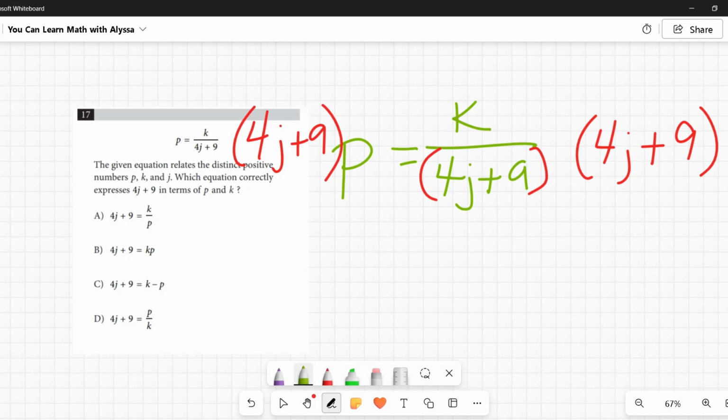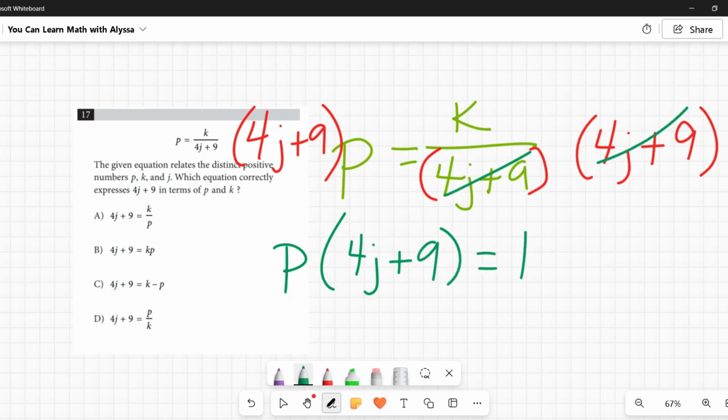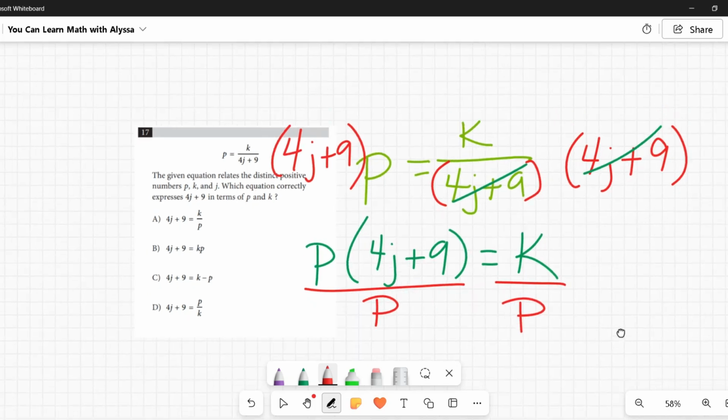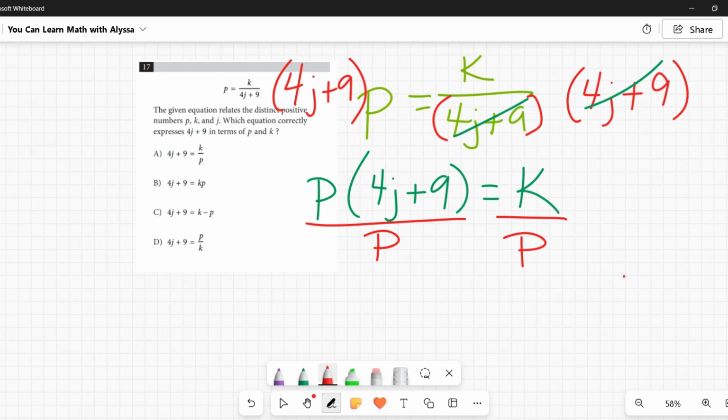So then on the left, make this a little darker green, I have p times 4j plus 9. Those canceled out on the right, so I just have k. Now 4j plus 9 is being multiplied by p, so to undo that I divide by p. Divide both sides by p. Always in algebra we do it for both sides, keep it balanced because it's an equation, got to be equal.